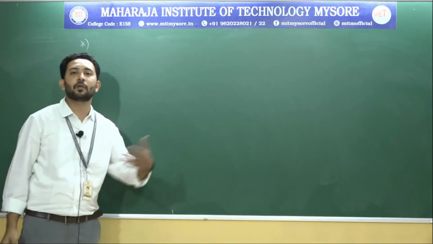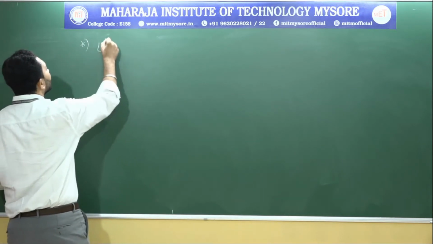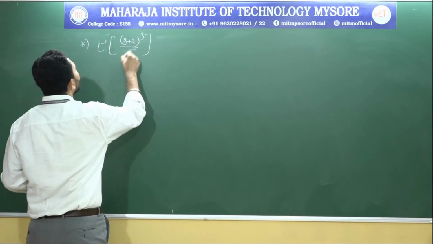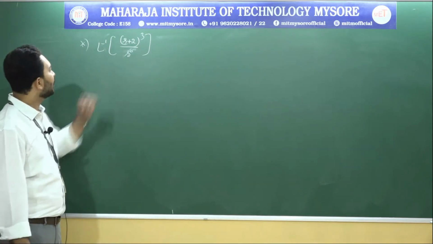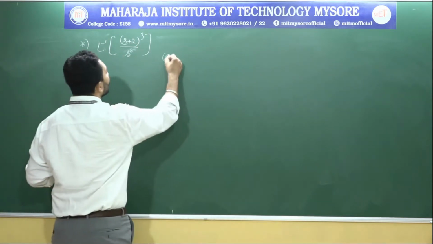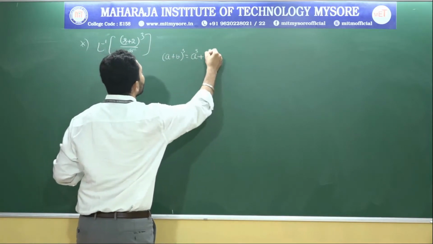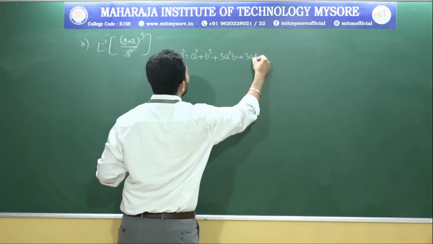Okay, we have one more. Find the L inverse of (s plus 2) whole cube divided by s power 6. So simplify this. What is (a plus b) whole cube? It is a cube plus b cube plus 3a square b plus 3ab square.